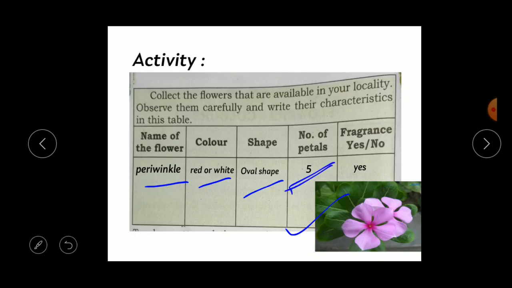Next, fragrance, yes or no? Does it have a fragrance or not? Fragrance in the sense is a pleasant smell. Whether this periwinkle has a fragrance or not? Yes, it has, but it is a very mild one.